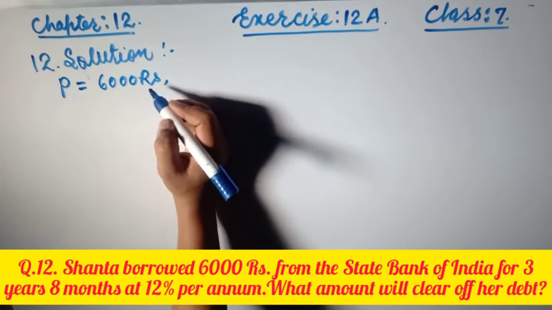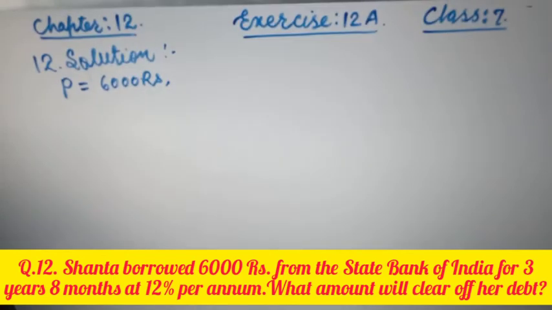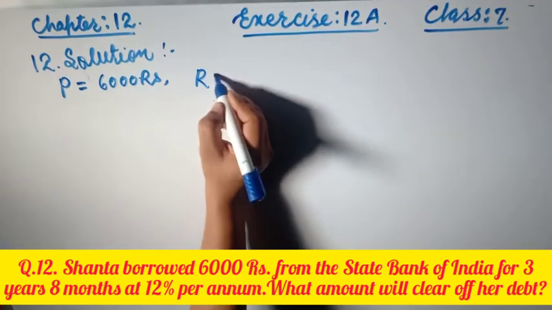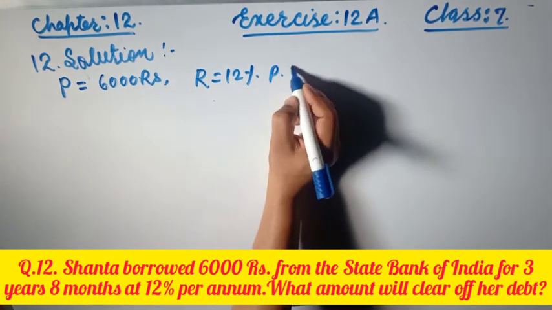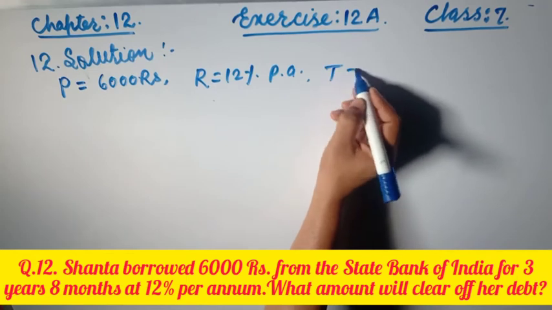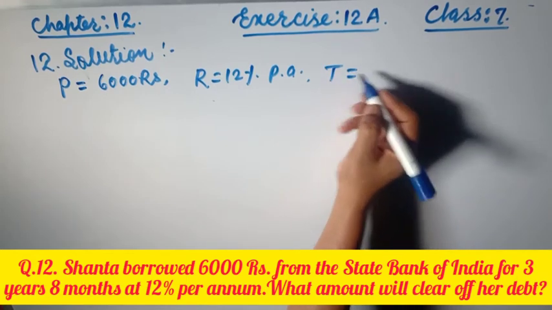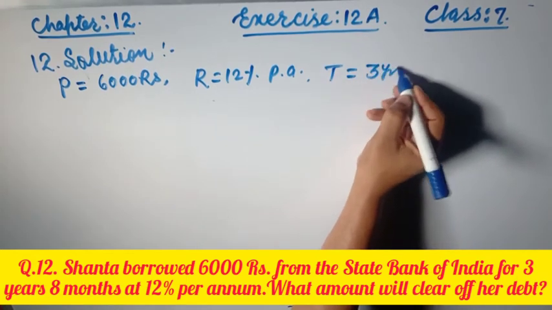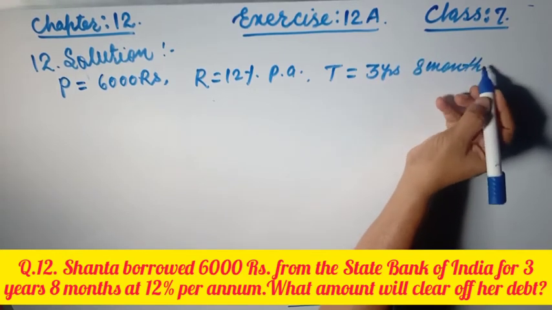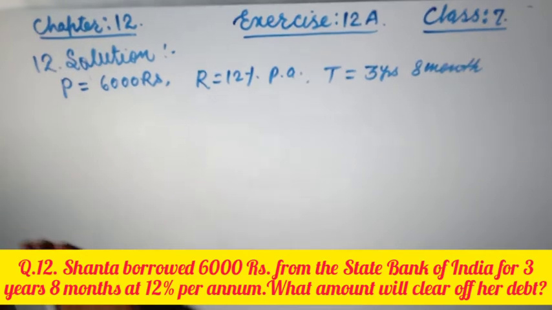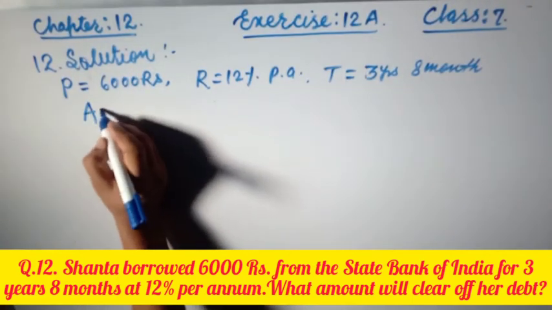Here the rate is 12%, this is per annum, P for per, A for annum, and the time is given, 3 years 8 months. Now we have to find the amount.